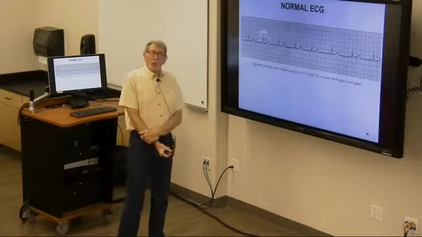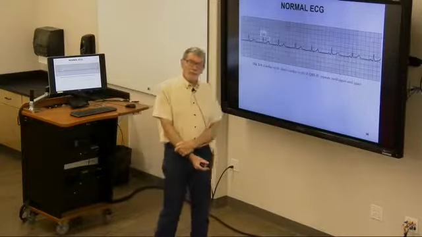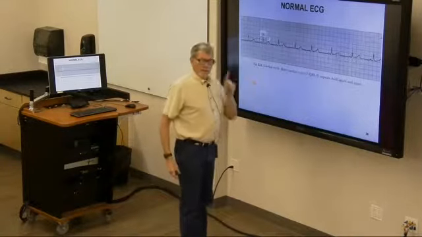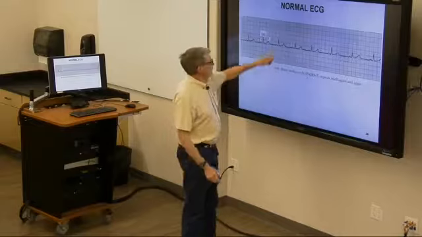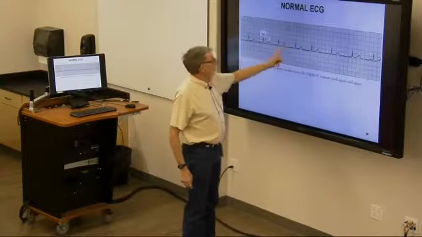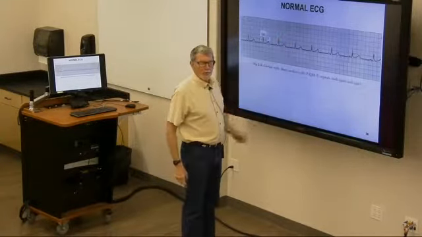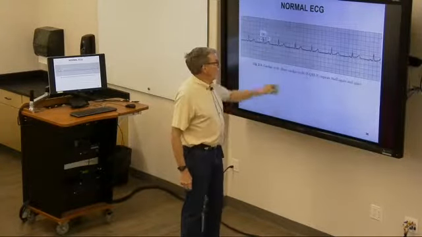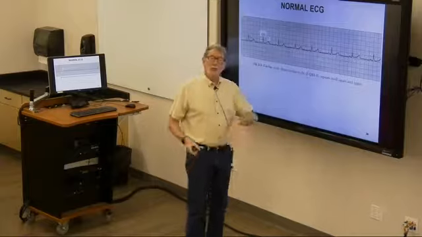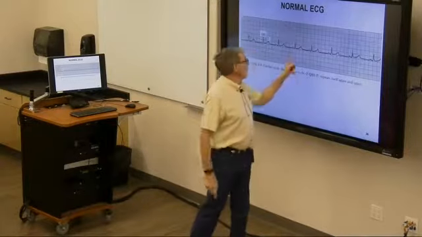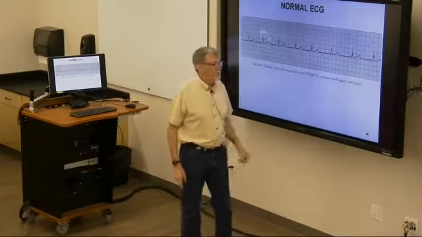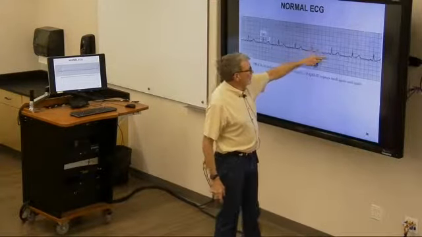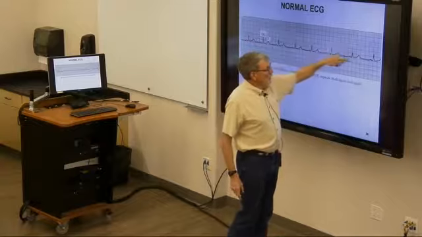A reminder of what a normal EKG looks like. P wave, atrial contraction. QRS, or the R wave more specifically, is ventricular contraction. The T wave is ventricular repolarization, so it can start over again. P, QRST, P, QRST, P, QRST.